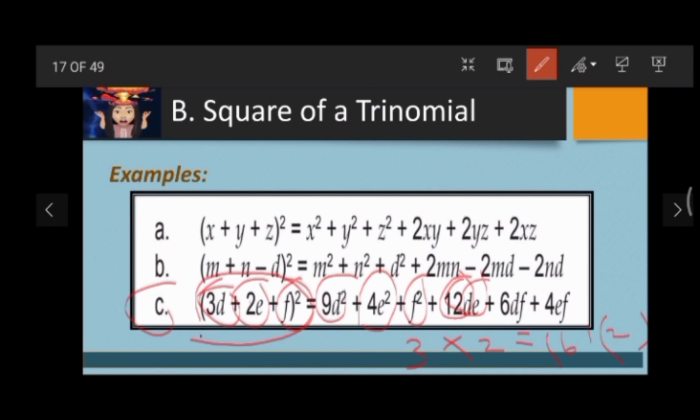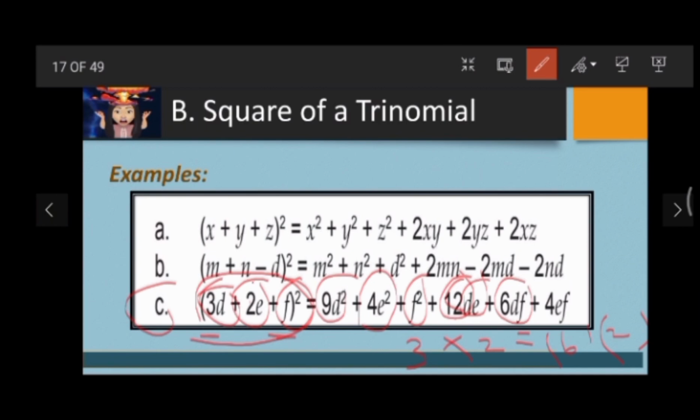So another set, we need to find the product between the first term and the last term. 3d times f is 3df, but we need to times it by 2, so we will have 6df. And last, we need to find the product between the second term and the last term.